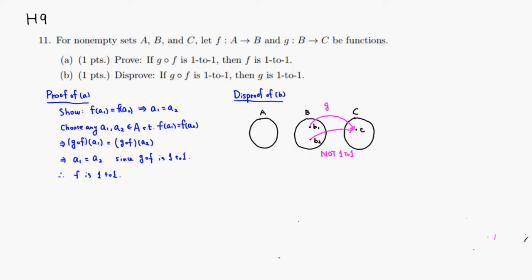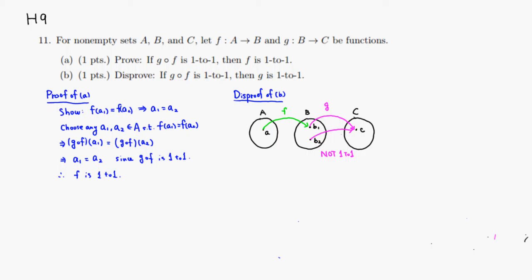Then, we want to make the composition 1 to 1. So we can try to make it as simple as possible. So here's A, and f could just map A to, say, b1. So this is f. If you look at the composition g of f, so you use f and then g, it's going to be 1 to 1 because A is simply mapped to c.